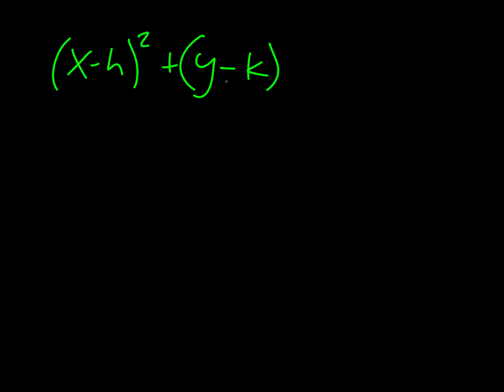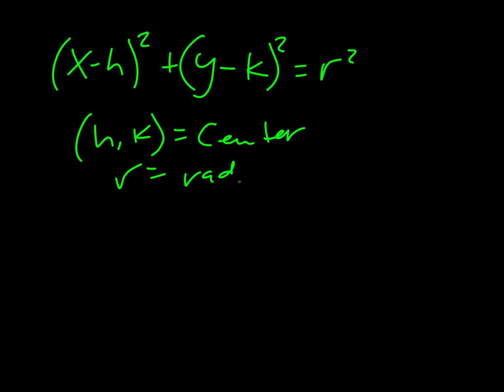Hey math kids, today we're going to talk about circles, and we will start with just the general equation for a circle. So h comma k is the center and r is the radius.